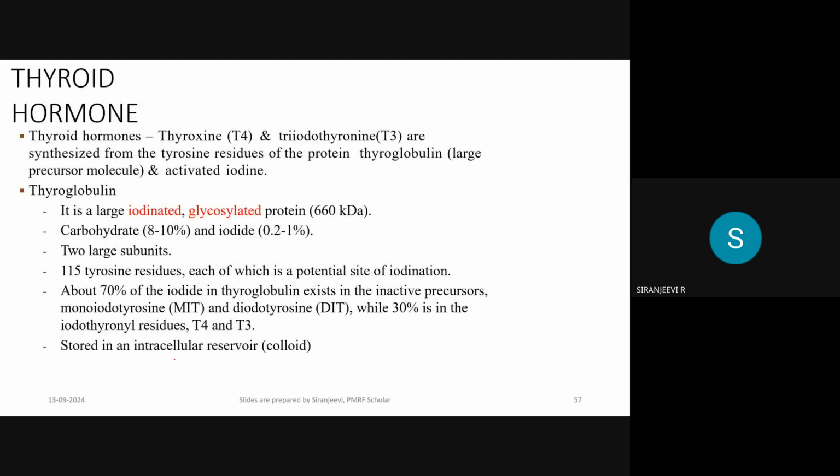And next is thyroid hormone synthesis. Thyroid hormone usually means two things: T4 and T3. Thyroxine, otherwise called T4, and triiodothyronine, otherwise called T3, are made from the tyrosine residues of the protein thyroglobulin, which is a large precursor molecule, and with activated iodine.